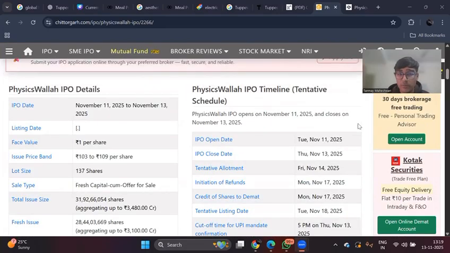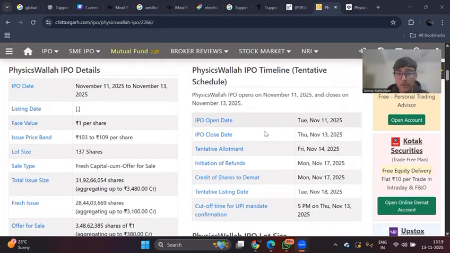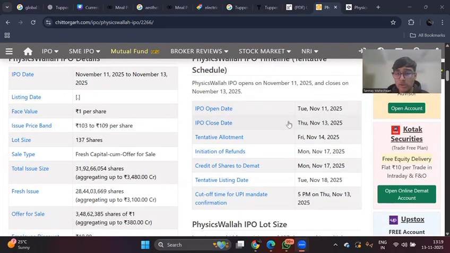If we look at the timeline of the IPO, the IPO opened on November 11th. The IPO closes on 13th of November. Then allotment is tentatively on 14th of November. Initiation of refunds and credit of shares is on 17th of November. And final listing is tentatively on 18th of November.